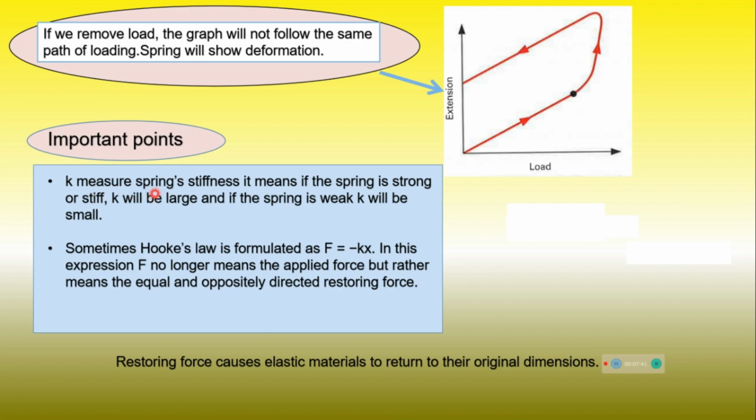Important point: K measures the spring's stiffness. It means if the spring is strong or stiff, K will be large, and if the spring is weak, K will be small. Sometimes Hooke's law is formulated as F is equal to minus Kx. In this expression, F no longer means the applied force, but rather the equal and oppositely directed restoring force. So what is restoring force? Restoring force causes elastic materials to return to their original dimensions. So when we apply load at the other end, the restoring force tries to pull the spring back to its original position.